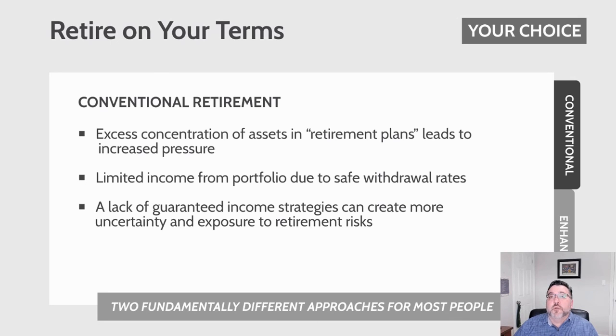So retire on your own terms. It's really your choice. Again, if we look at conventional retirement, excess concentration of assets in retirement plans leads to increased pressure on your overall retirement. Limited income from the portfolio due to safe withdrawal rates. So that's a concern that we have to have if you just focus on building your retirement plan in the public market space. And a lack of guaranteed income strategies can create more uncertainty and exposure to retirement risks.